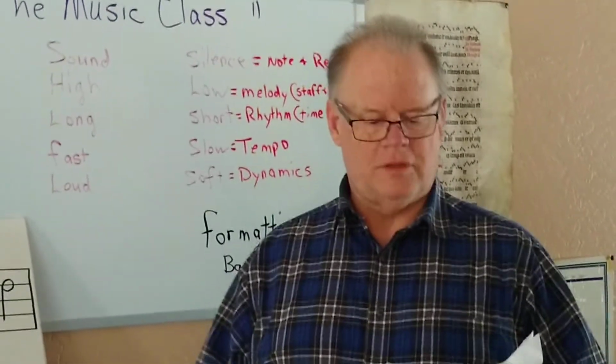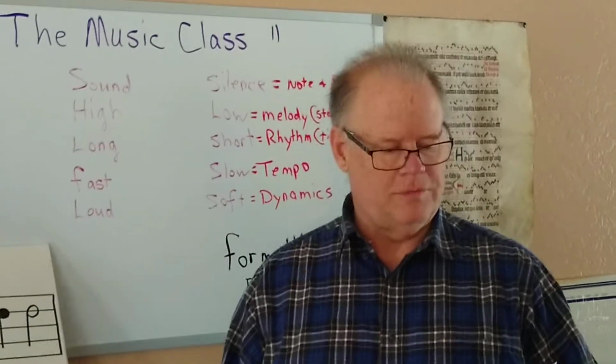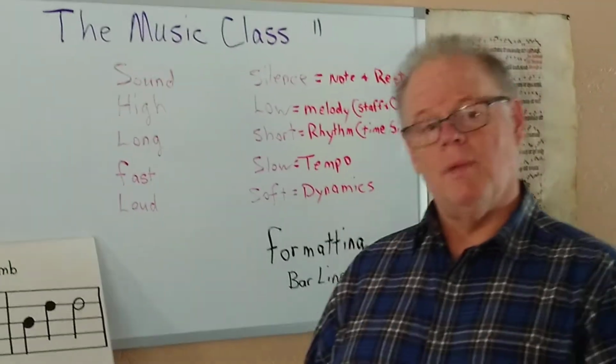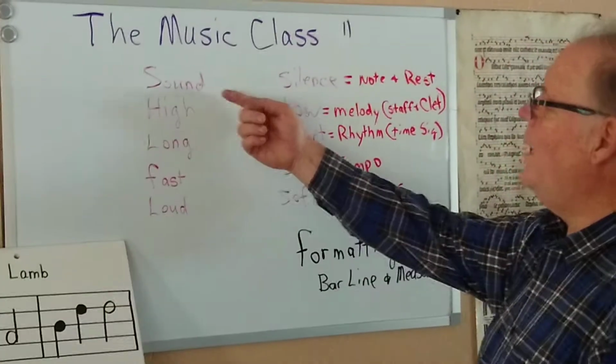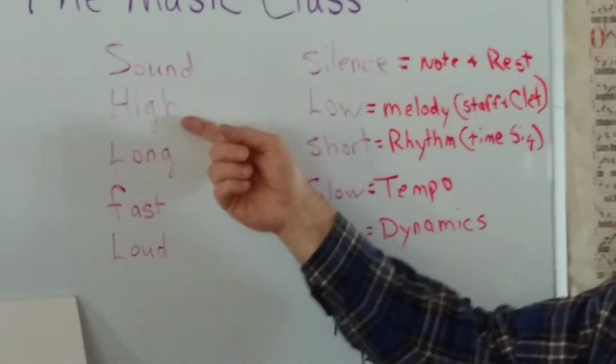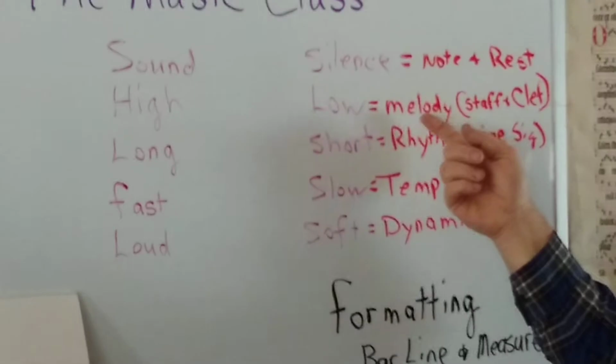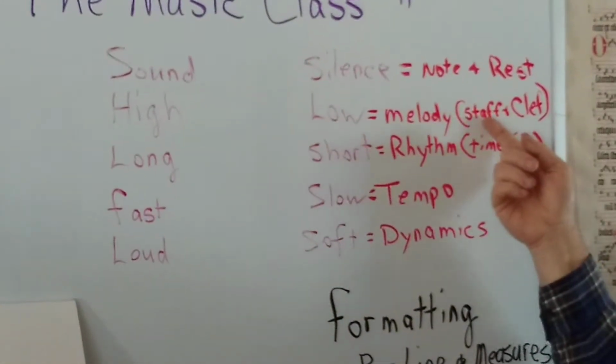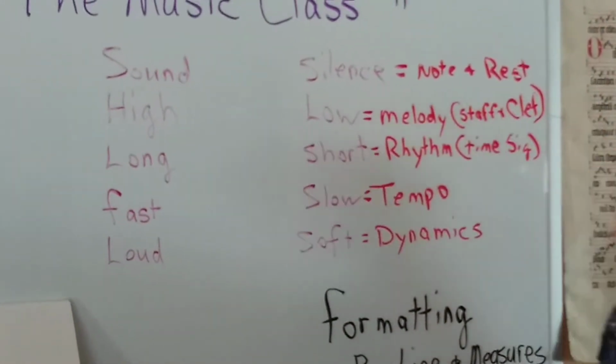We're going to put all this stuff together, all that we've learned so far. First of all, remember our opposites? We have sound and silence. This is our notes and rest. High and low sounds. The melody, which means that we had to have a staff and a clef sign.